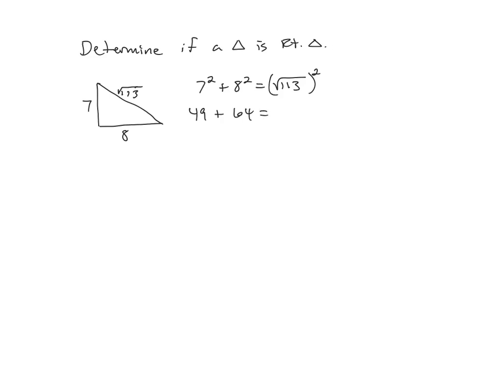When you square a square root, they cancel each other out. So if I just did 8 squared is 64, and then if I do the square root of 64, I get 8. It goes back and forth. So if I square the square root, it just cancels itself out, and we get 113. Okay, and then when I add these together, I get 113 equals 113. So yes, this is a right triangle.